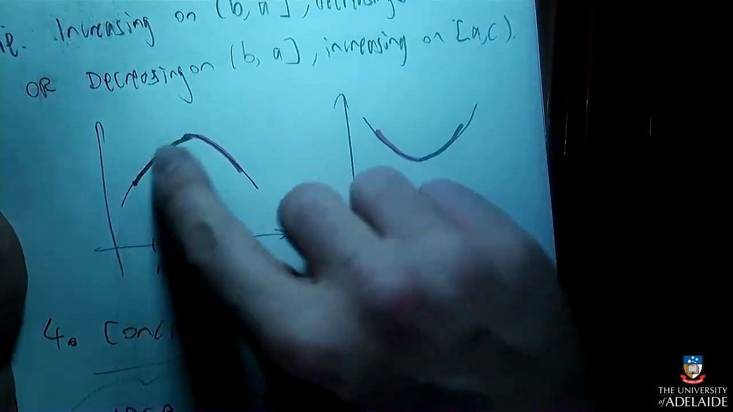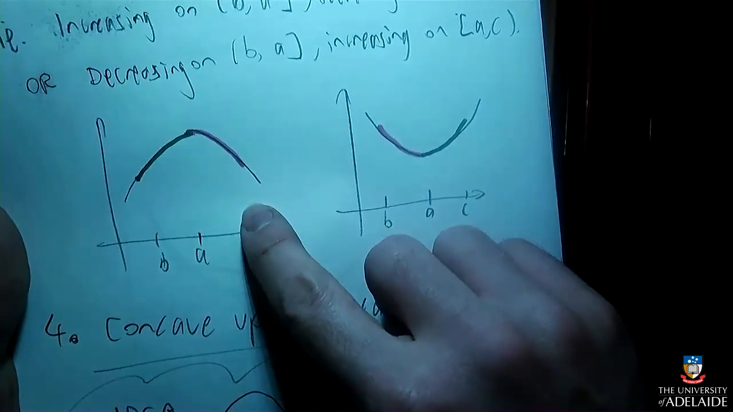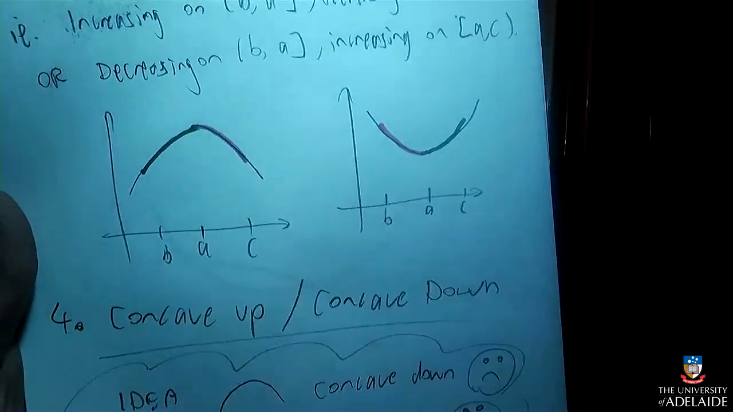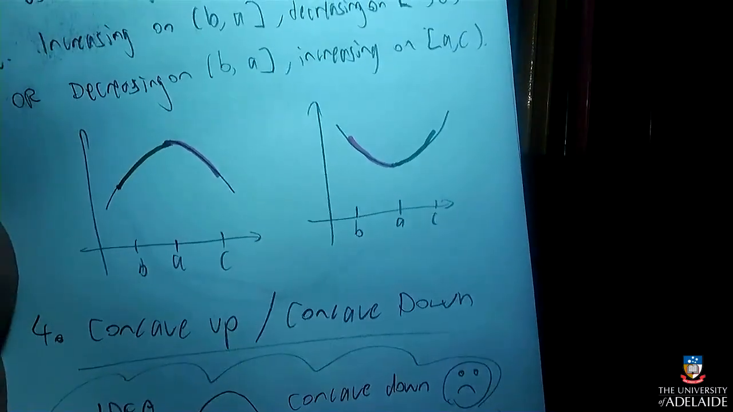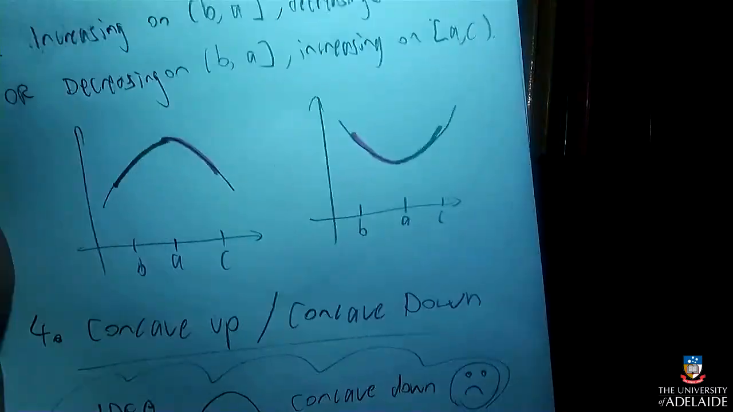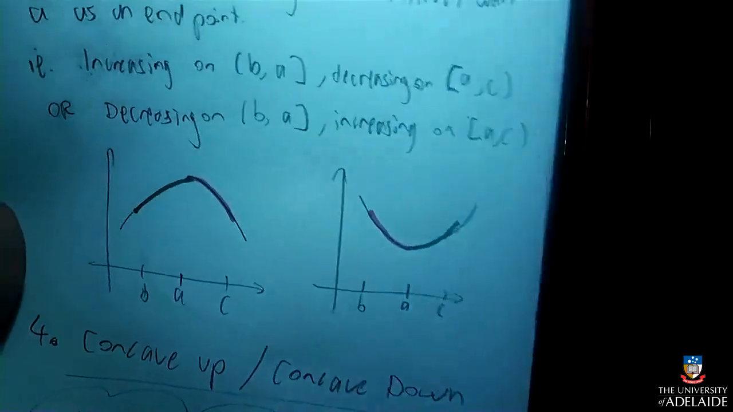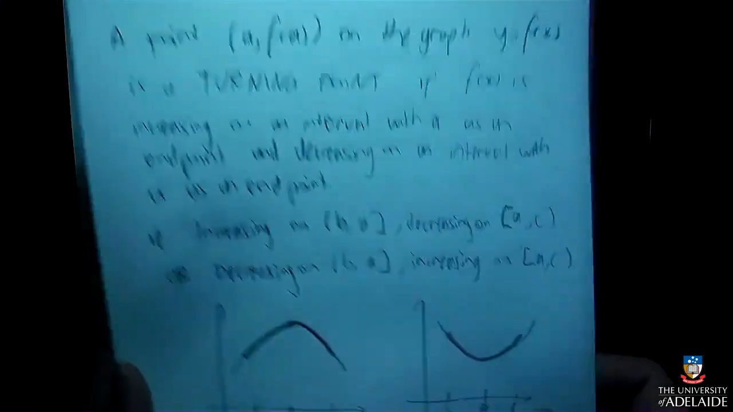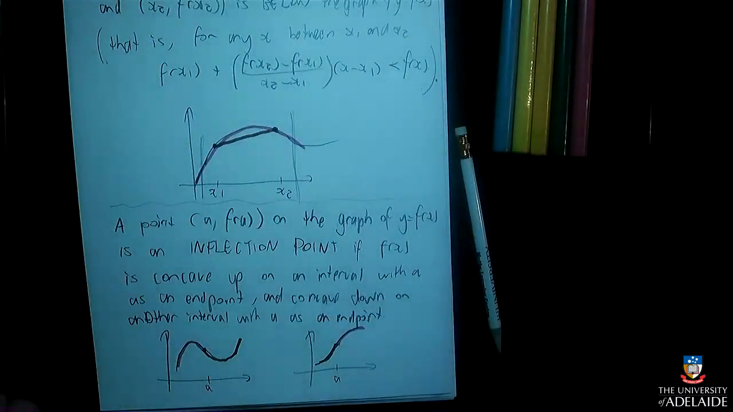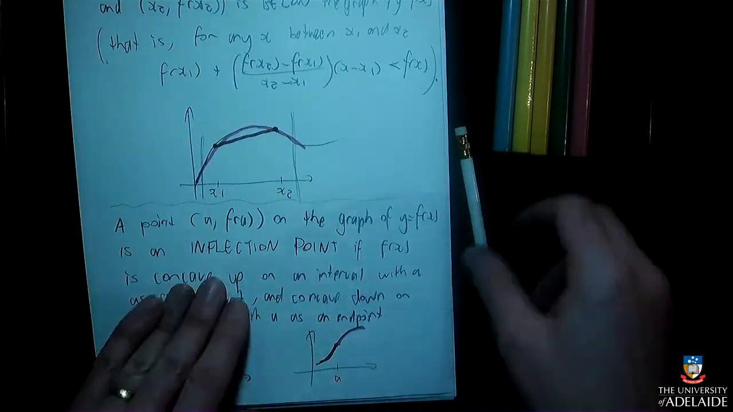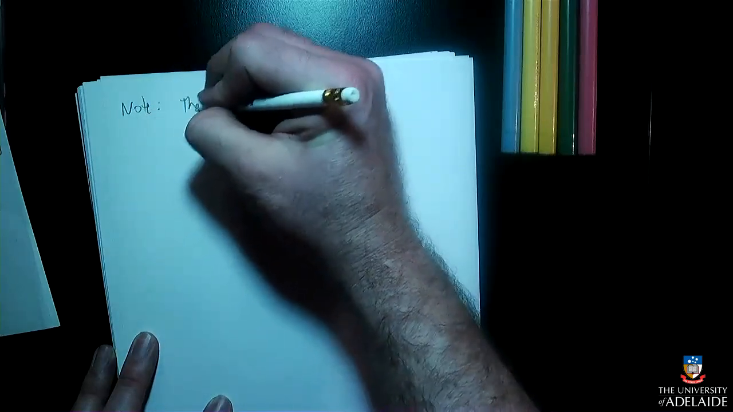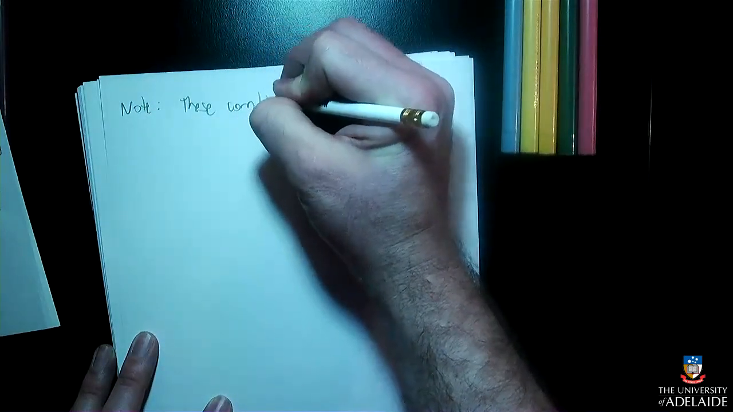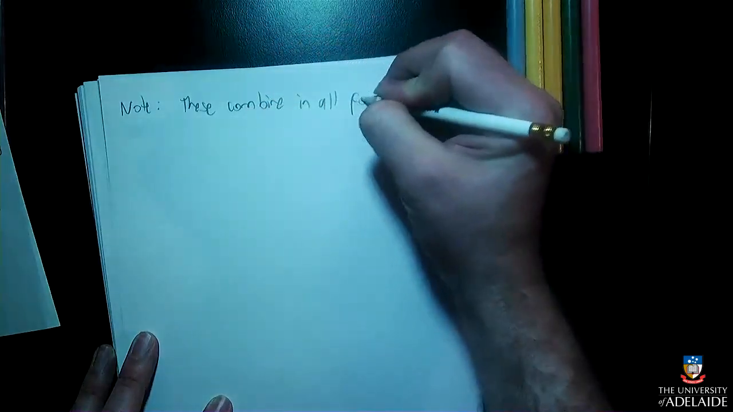It's concave up, it's concave down in all of this, but it's increasing here and decreasing here. And it's concave up in all of this, but it's decreasing here and increasing here. So this picture has all four of the possibilities for concave upness and concave downness and increasing and decreasing. So I'm just going to be extremely explicit about that and draw it again, that same picture. So note these combine in all four ways.